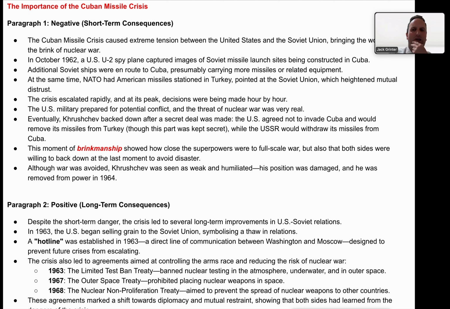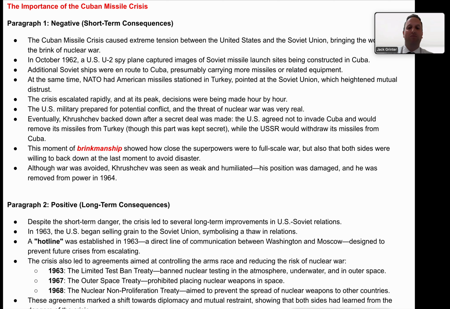I'll do it as two paragraphs. Firstly, as I said before, short-term negative: brinkmanship, as big a crisis as you can come to, where it looked like the sides would go to war. Importantly as well with this, I haven't mentioned this yet, but Khrushchev was in the Soviet Union. It was seen that Khrushchev backed down first. He came across domestically as the one that was weak and humiliated.